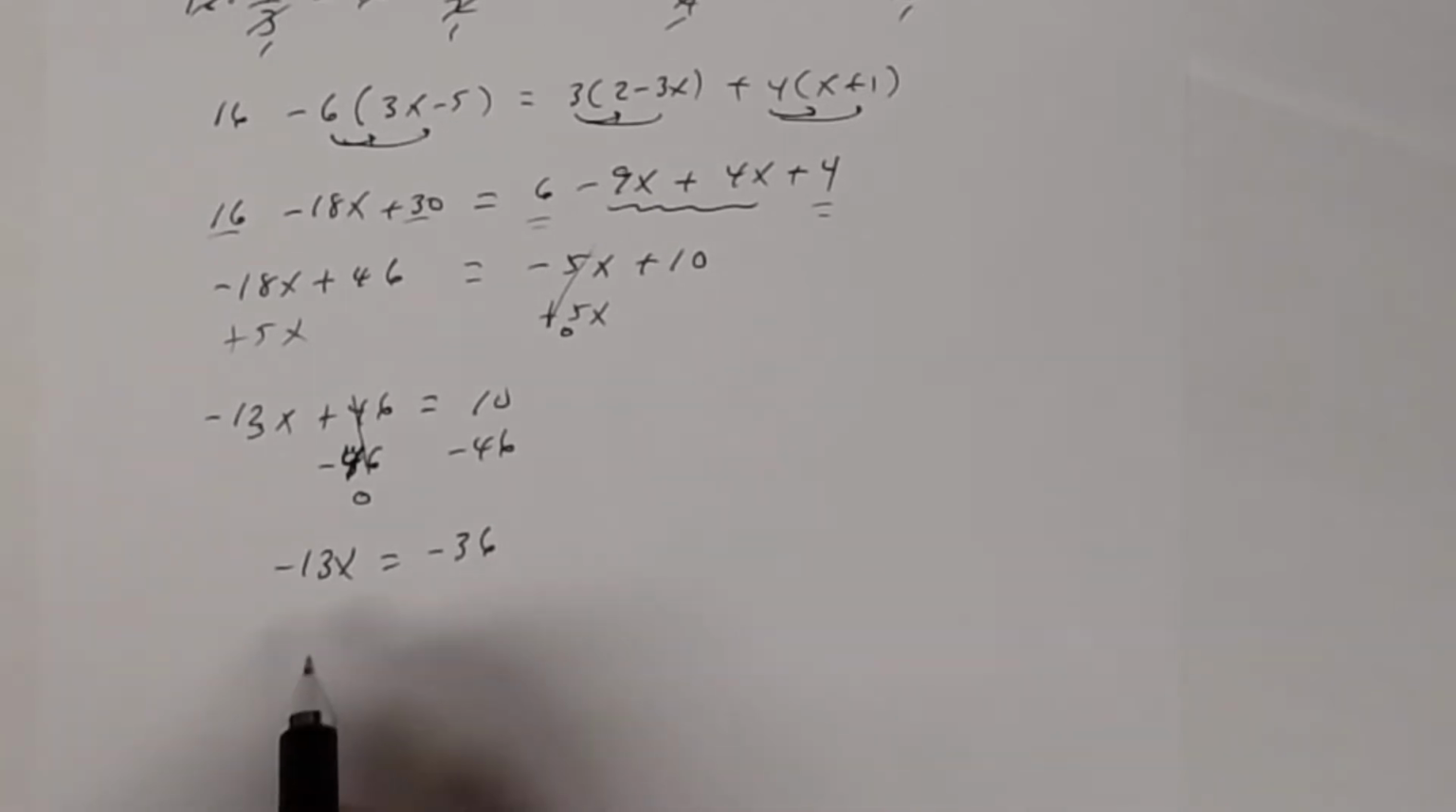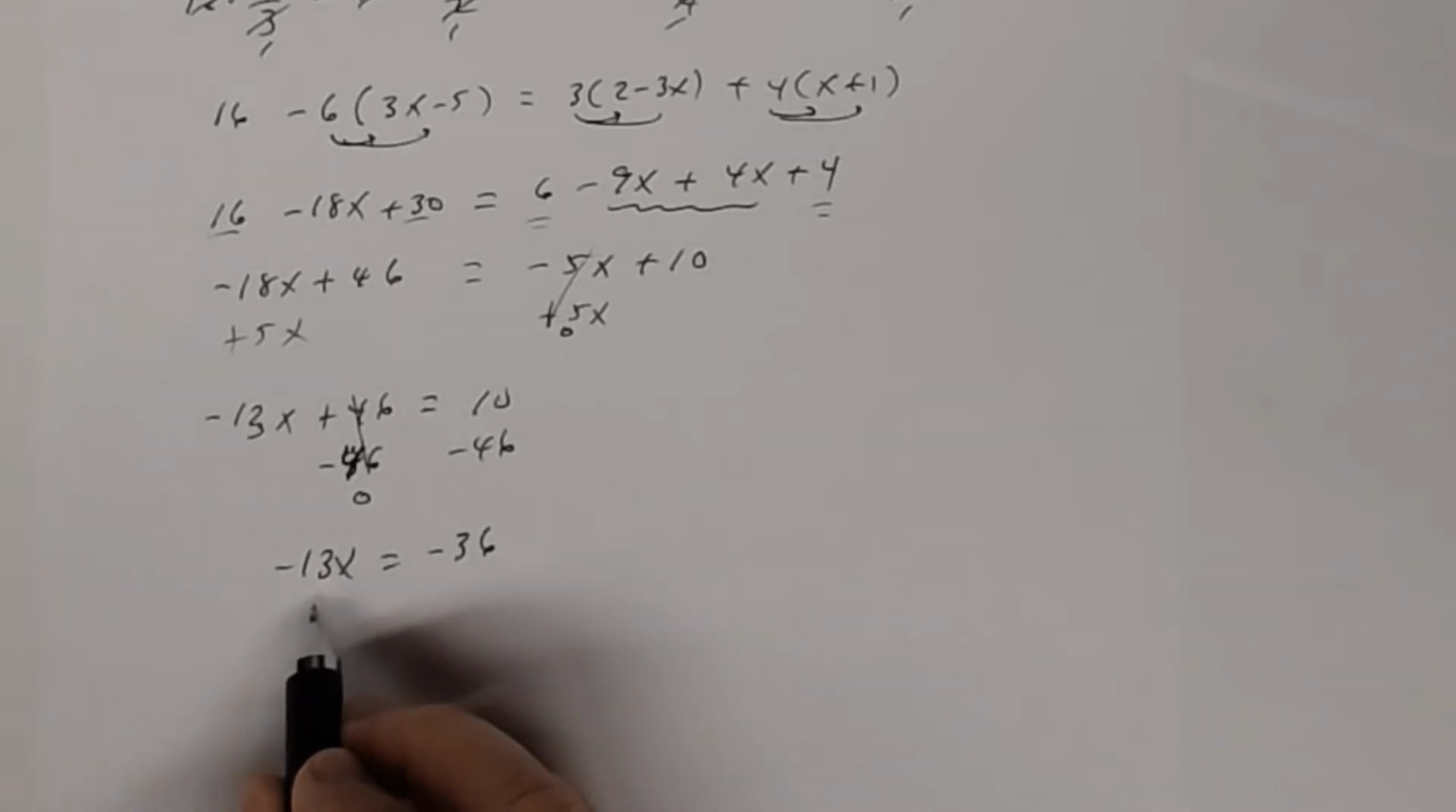All right, and then divide. Now notice, remember, you got to get x by itself, right? So we're now multiplying x by negative 13. The coefficient of x is negative 13.